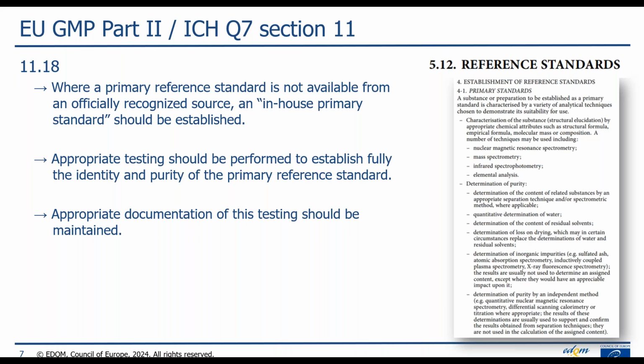Okay, the next part of EU GMP Part 2 or ICH Q7 is paragraph 11.18. This describes the requirements for establishing primary reference standards, and this mostly concerns cases where there is no official standard available, for example, if it's a non-pharmacopoeial substance. It talks about doing appropriate testing and having the appropriate documentation, and there is a lot more detail, in fact, in section 5.12 of the Pharmacopoeia. So this would be the guidance document that we check compliance against if we come across this situation.